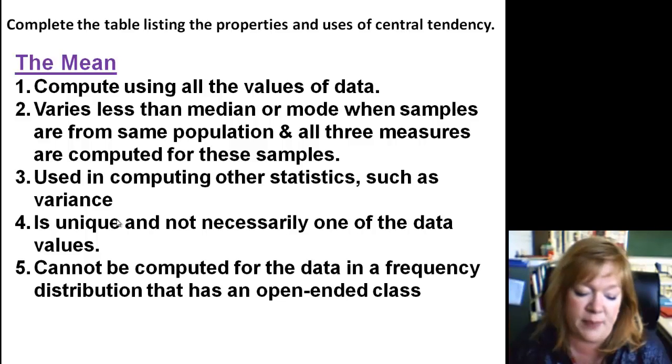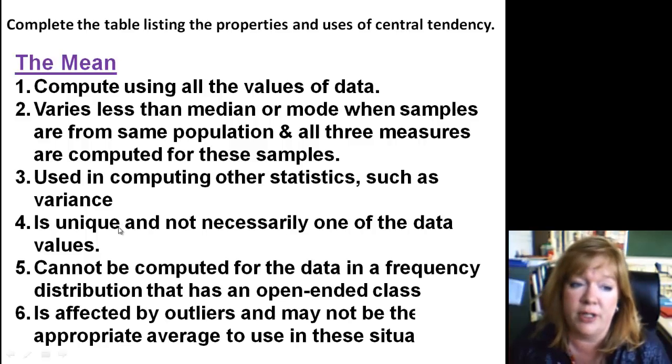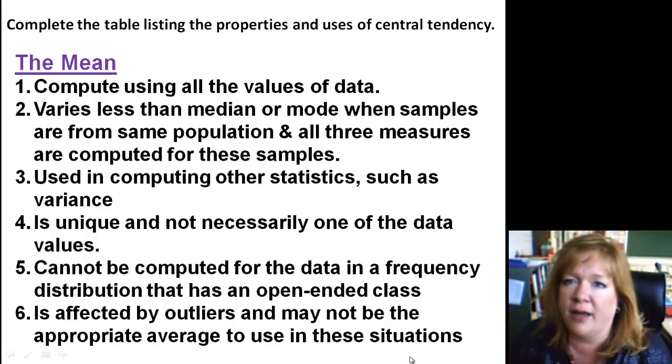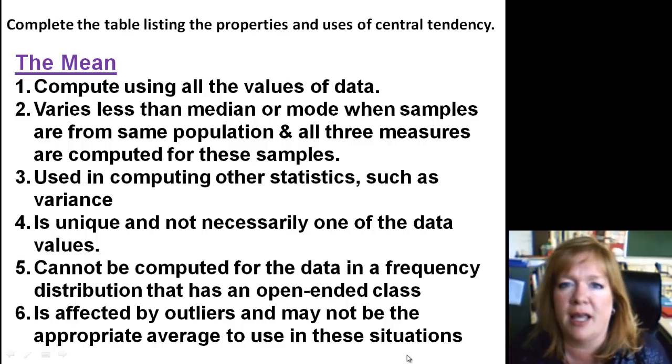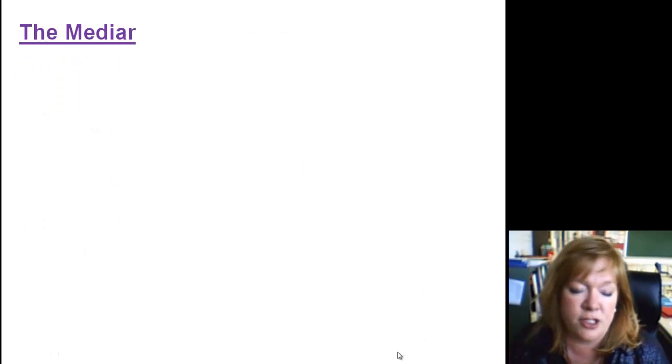The mean cannot be computed for the data in a frequency distribution that has an open-ended class. Well, that's true. It's open-ended, so it's not ending. And it is affected by extremely high or low values. Those are called outliers. It's affected by outliers and may not be the appropriate average to use in these situations. For example, when I do classes and I have a student with a 4% average, I might throw them out because perhaps that student hasn't been in attendance and it messes with my whole class average.